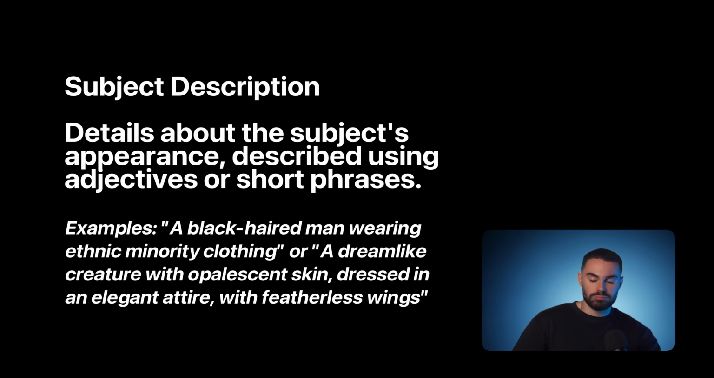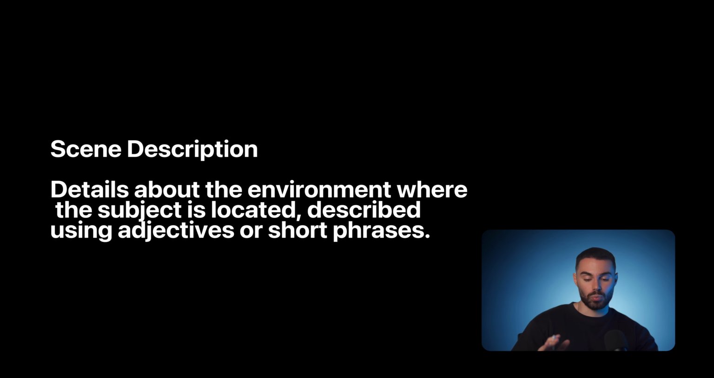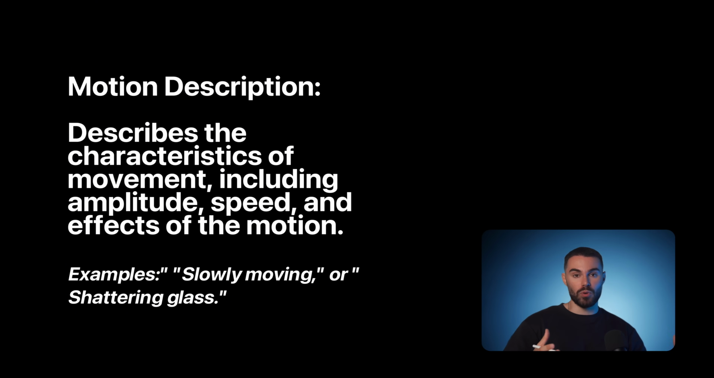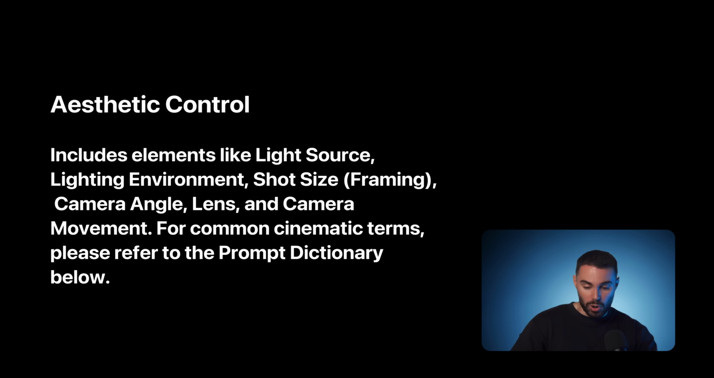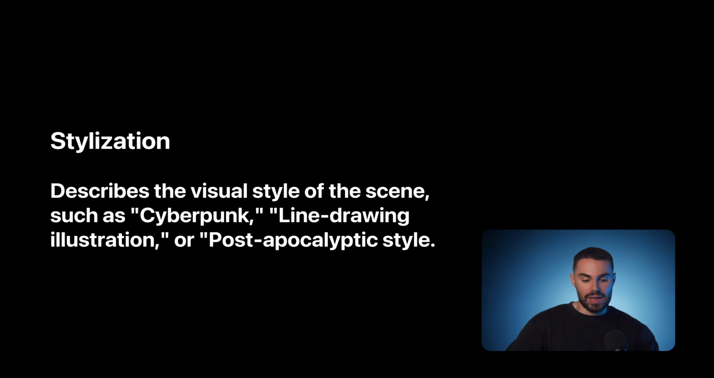Again, subject description means that you're describing your main character or your main object. For example, a black-haired man in ethnic clothing, or a dreamlike creature with opalescent skin and featherless wings. And we have scene description. We're describing the environment or our setting. We have motion description. We are describing the movement, slow motion, shattering glass, what is happening. Then we have aesthetic control: camera angles, light source, lens, different movements, the framing. In the end, we have stylization. What is the style? Do we want to create a cinematic look, cyberpunk? Is it an illustration? Is it a drawing? Is it a post-apocalyptic scene? What is it that we're trying to achieve?